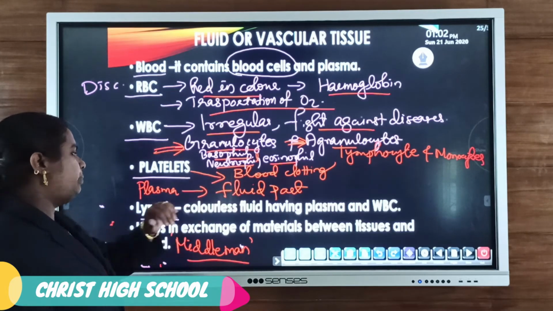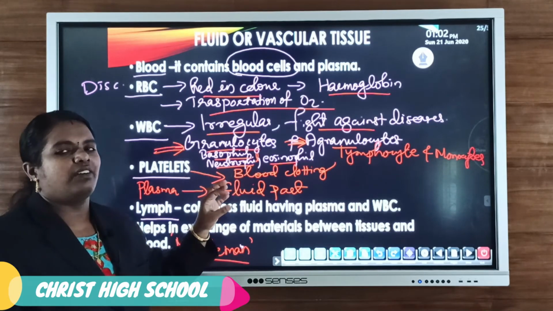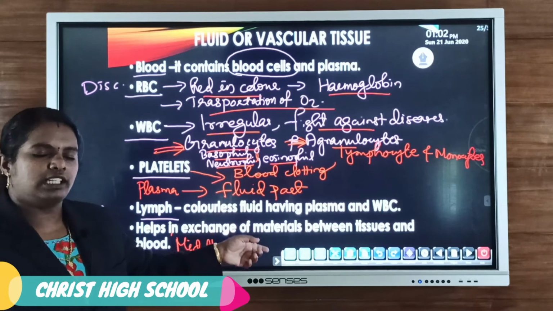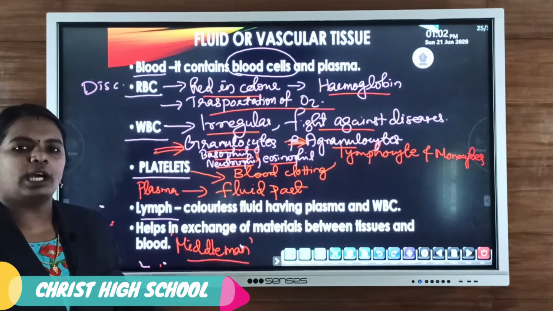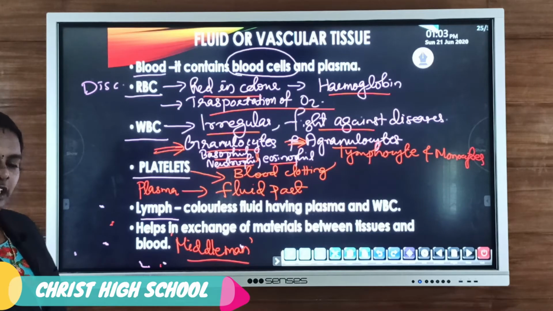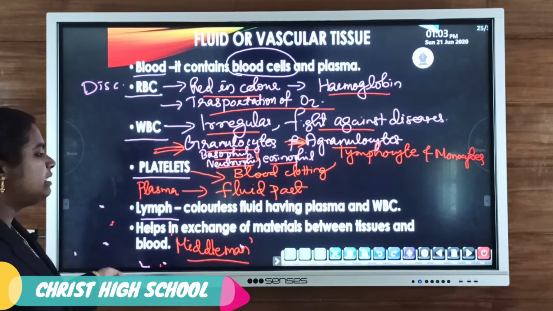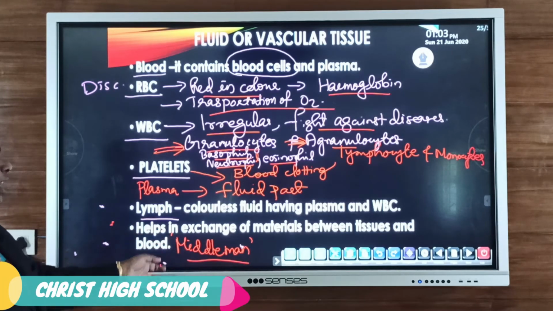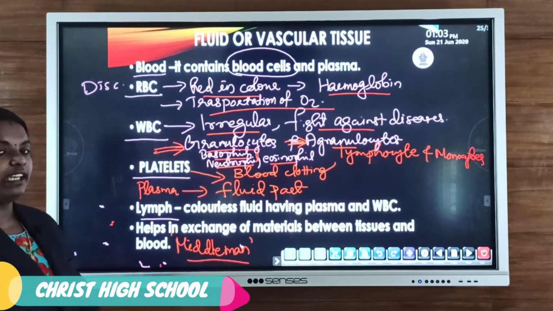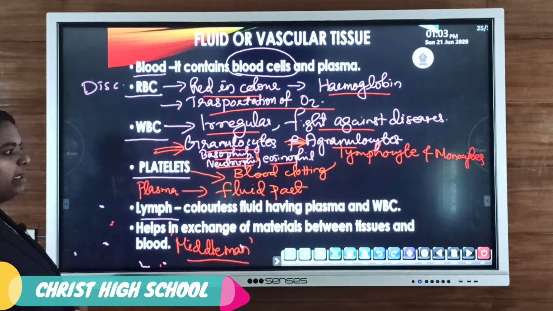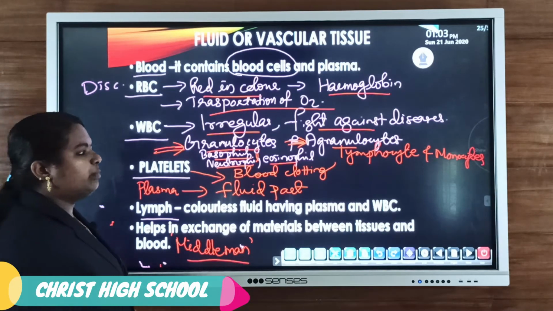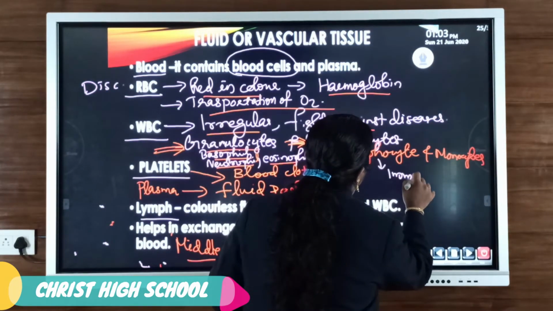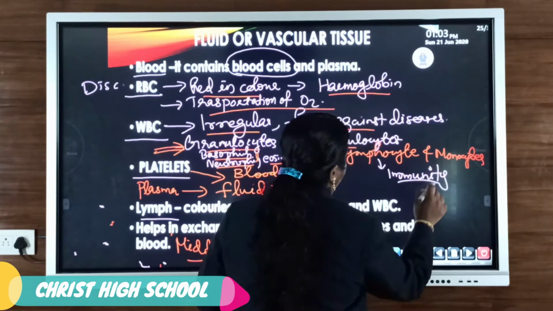Plasma is the fluid part of blood. Lymph is a colorless fluid containing plasma as well as WBC. Since WBC are contained in lymph, lymph also protects our body from diseases and takes part in the defense mechanism. It helps in the exchange of material between tissues and blood, so it is known as the middleman. Then lymphocyte mainly provides immunity. Lymphocyte is mainly concerned with the production of immunity.